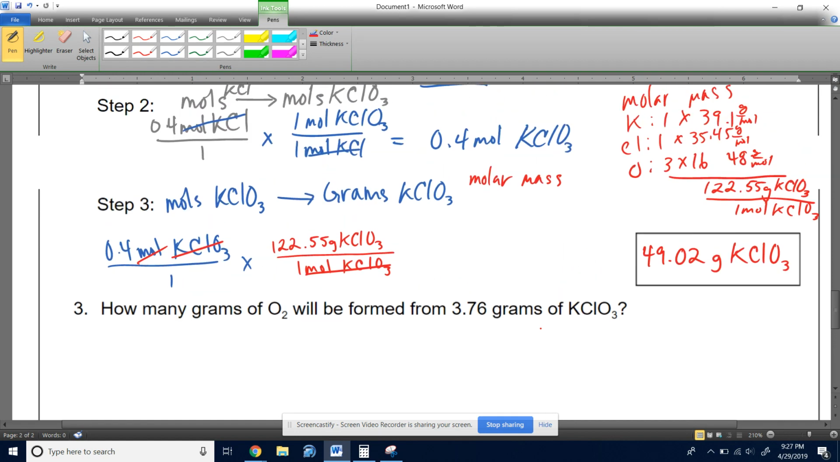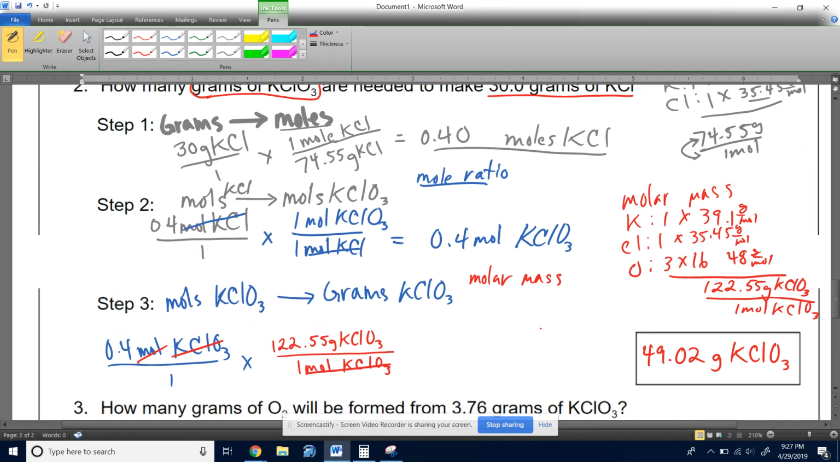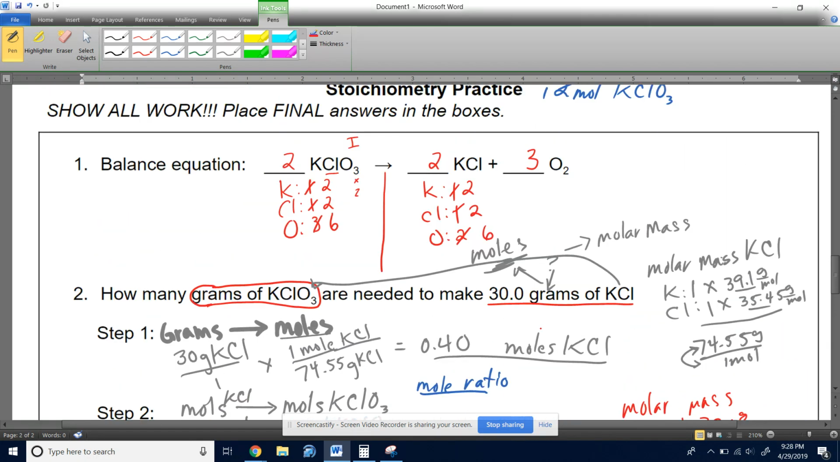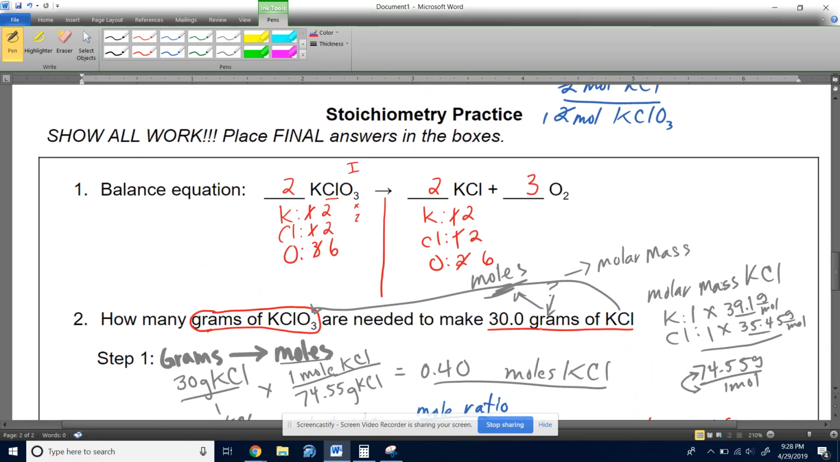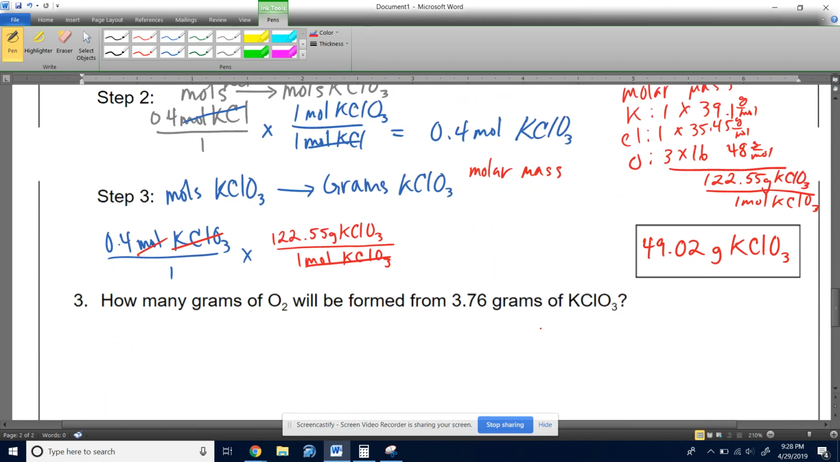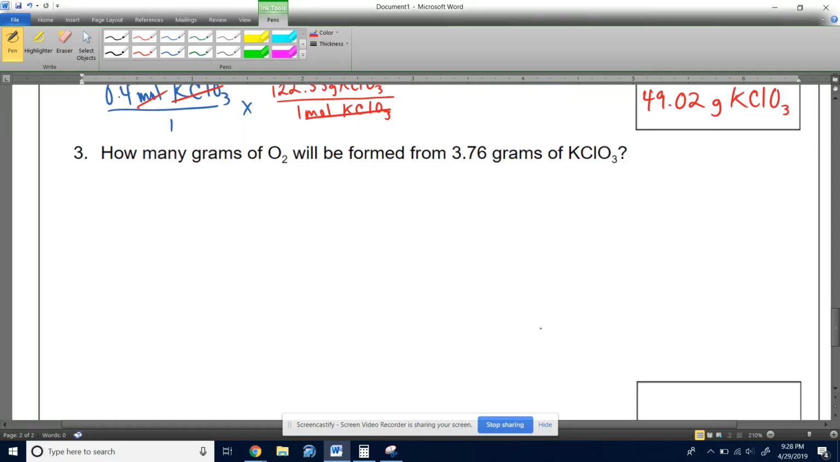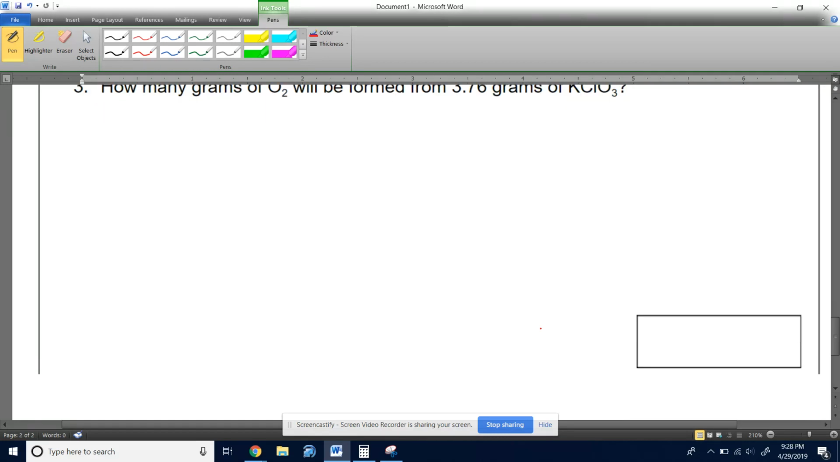Okay, guys. So those are the steps required to do these problems, okay? So like I said, understanding the mole ratio is very important when you're doing these problems, okay? Now you have the correct tools for you guys to be able to continue on with the worksheet.